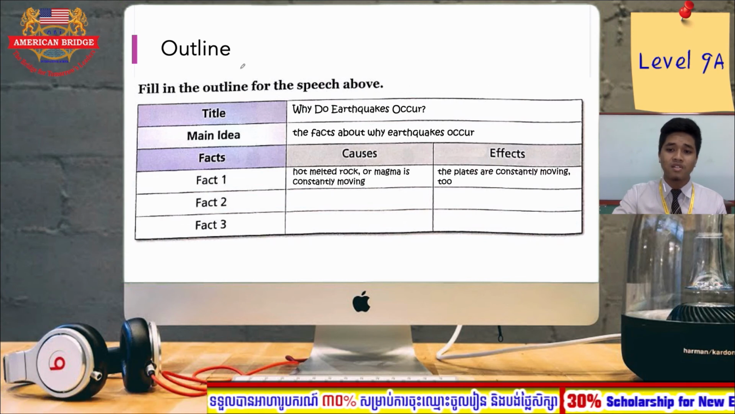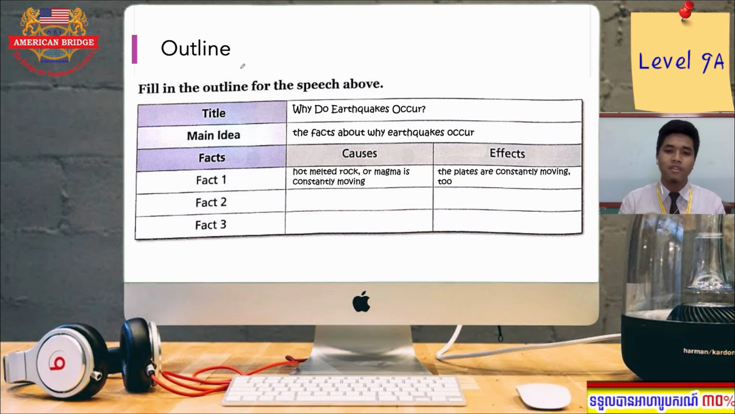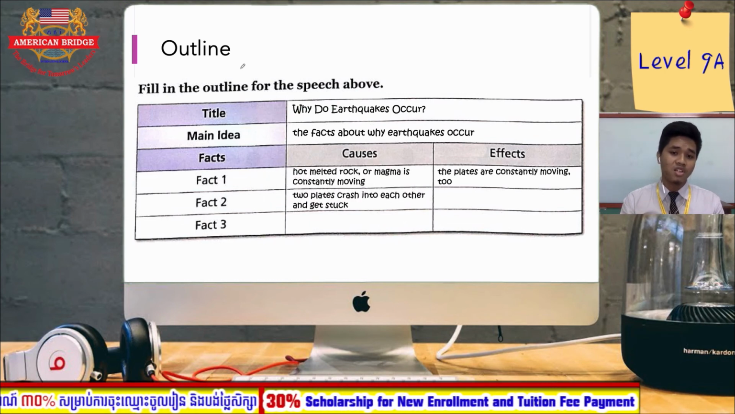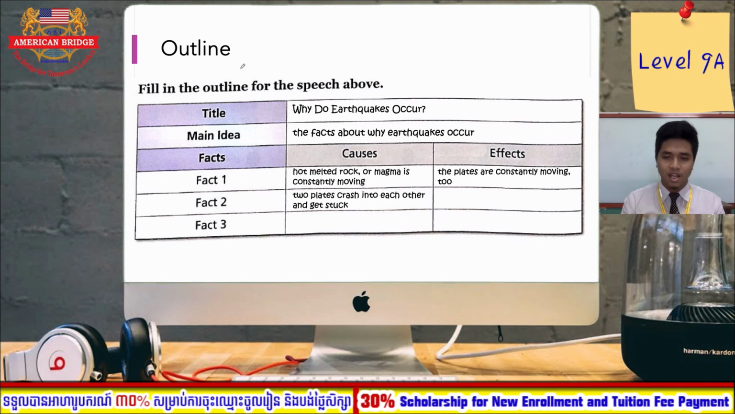And what is the effect of this? The plates are constantly moving too because of the motion of the rock and the magma that push the plates to move. Here, two plates crash into each other and get stuck. And what happens? A lot of pressure builds up when it gets stuck. And here, the last one, the pressure causes two plates to separate and earthquakes happen during this time.